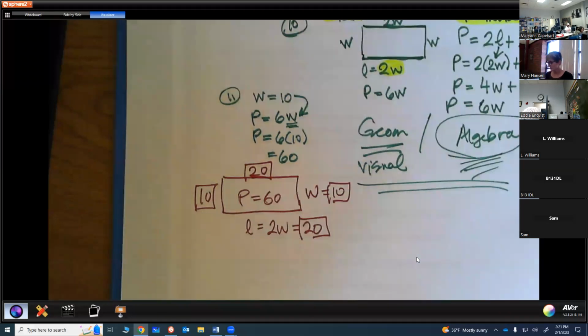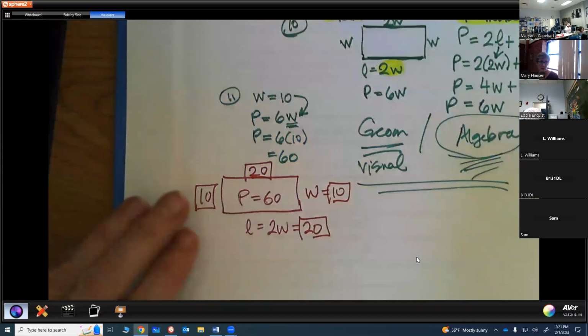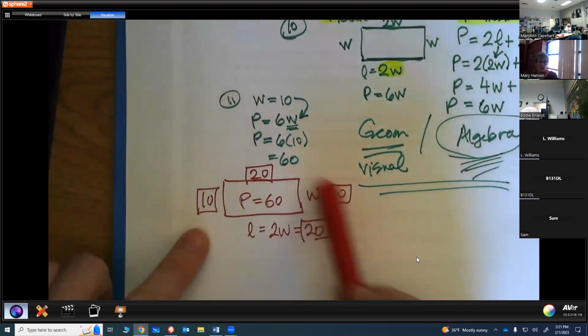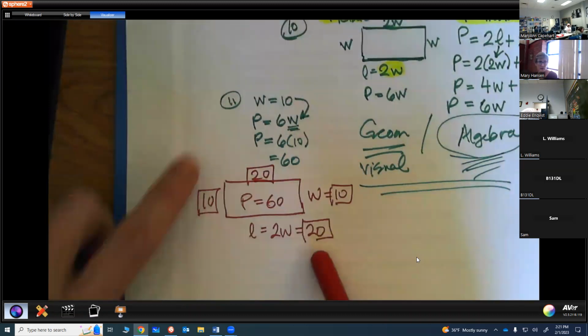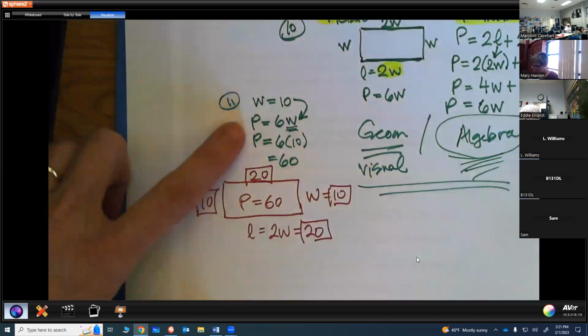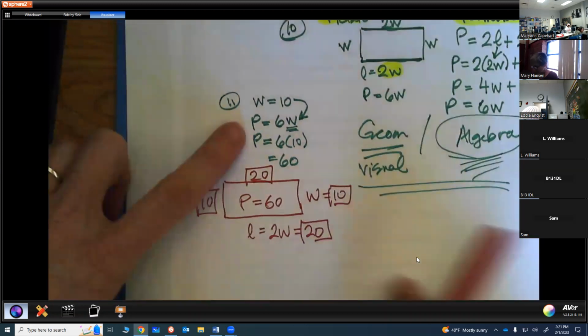So again, it doesn't have to be one right way always to do the problem. So this would be a more geometric or visual way to do the problem. Up here would be the more algebraic way to do the problem. So the answer is 40? The answer is 60.